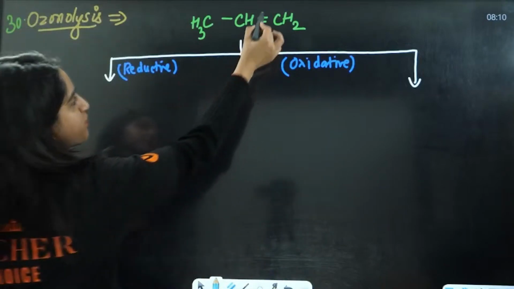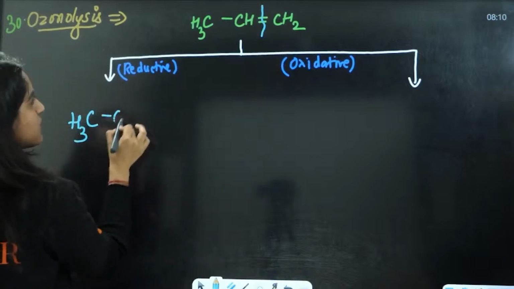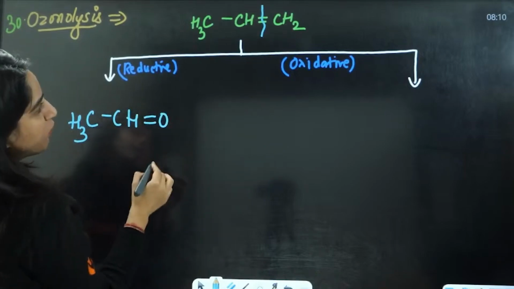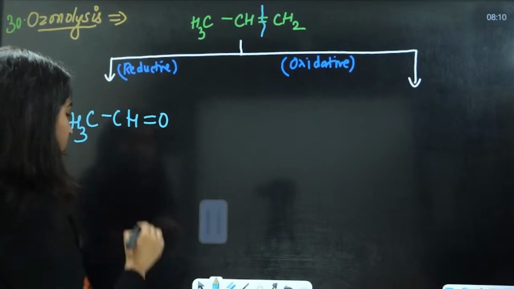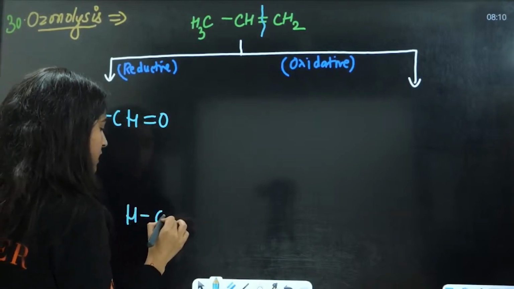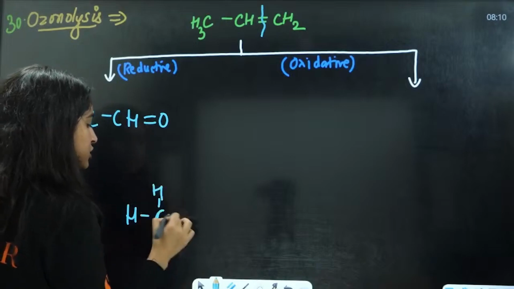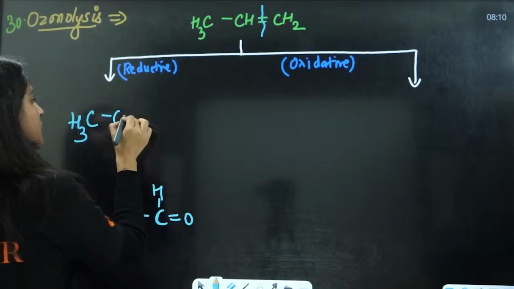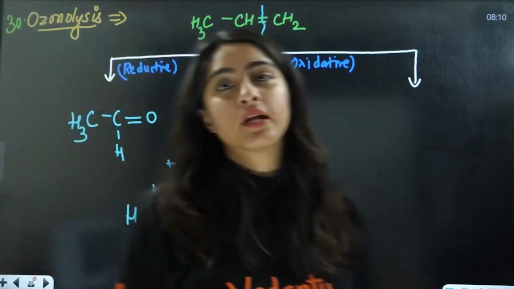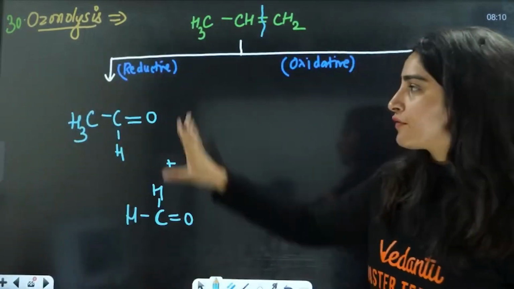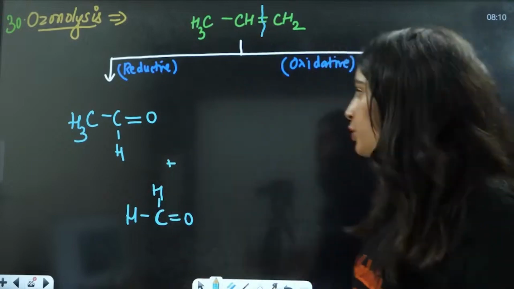Here, just break this double bond and add double bond O. This will be CH2 double bond O. So write it in a good manner. This is CH double bond O, and this is double bond O, and this is H. So for reductive ozonolysis, the products are these. Just break this double bond and add double bond O.